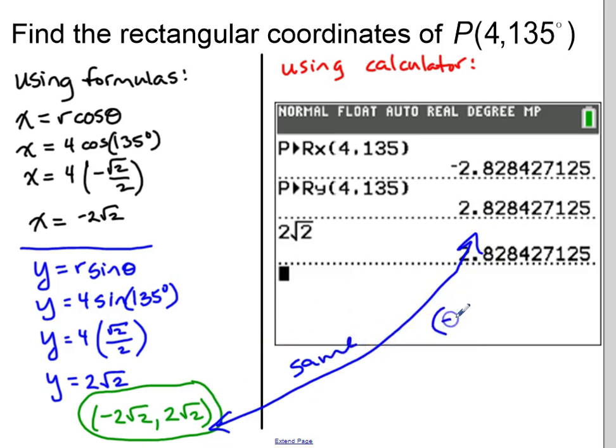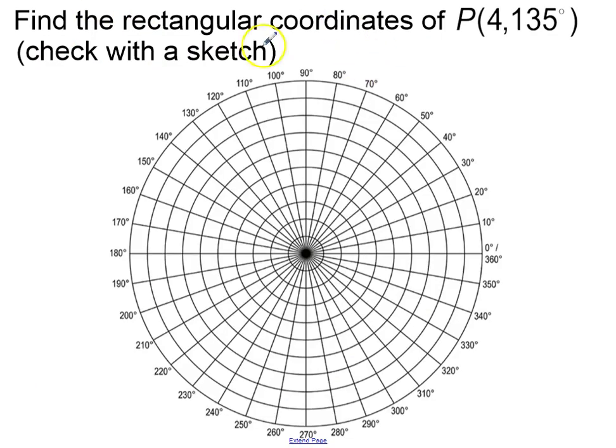And with the calculator, we would say it's negative 2.83, comma 2.83. Now that's all well and good, but let's confirm with a quick sketch. So grab a piece of polar paper and let's just see where 4, 135 would be.